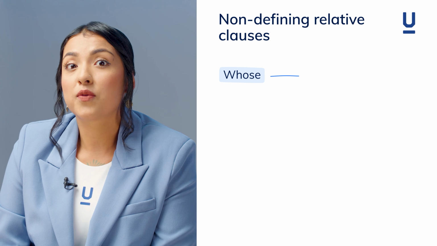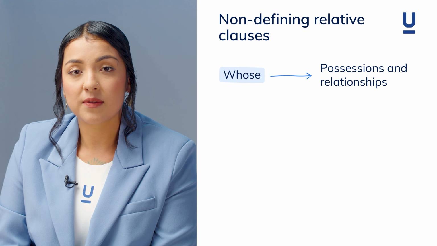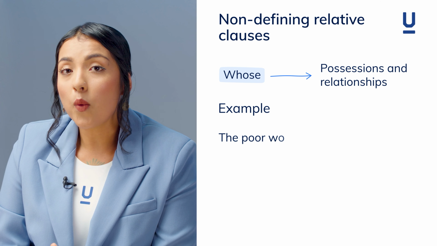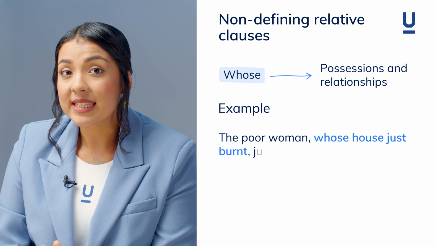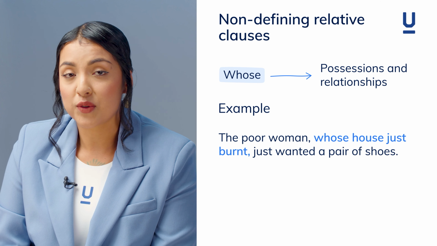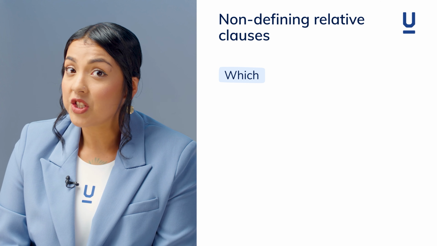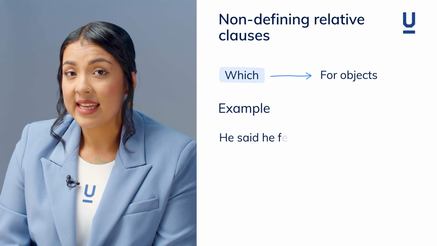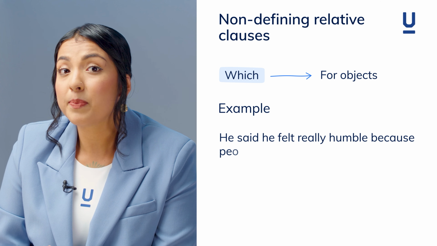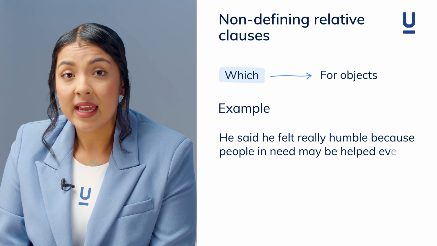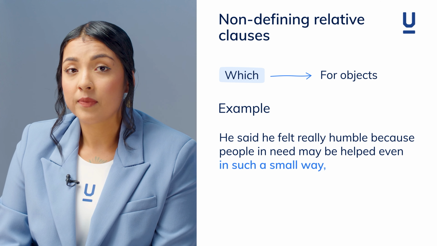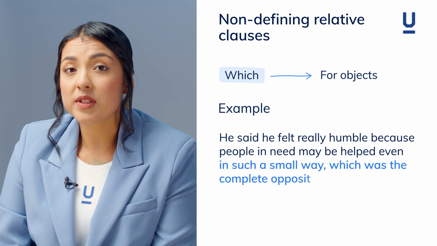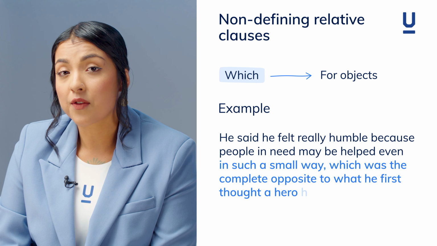Whose is used for possessions and relationships, for example. The poor woman whose house just burned just wanted a pair of shoes. Which is used for objects, for example. He said he felt really humble because people in need may be helped, even in such a small way, which was the complete opposite to what the first thought of a hero had to do.